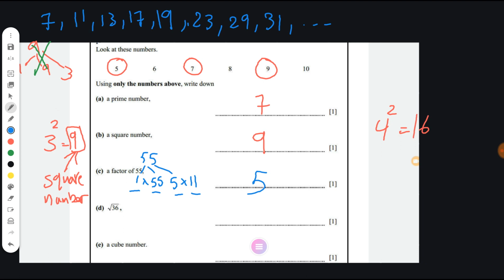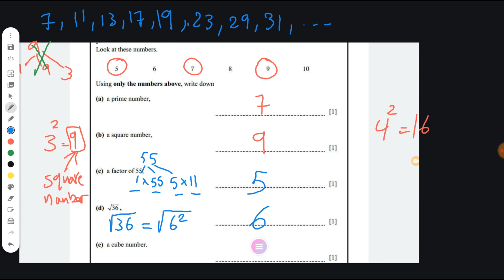Square root of 36. 36, we call it a perfect square. Why? Because I can write 36 as a squared number, which is 6. 36 is a squared number, so I can write it as 6 to indices of 2. In this case, the square root of 36 is 6.